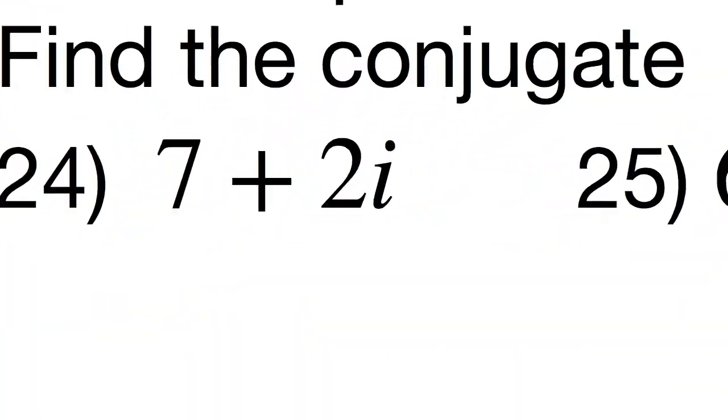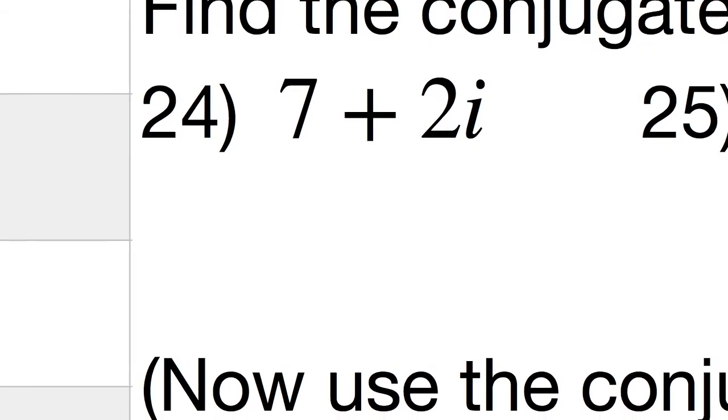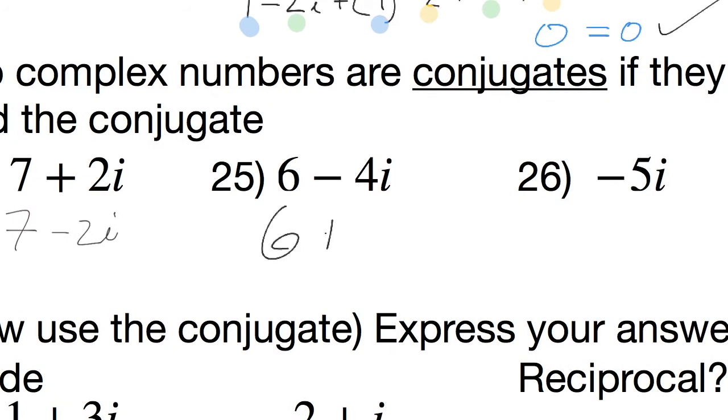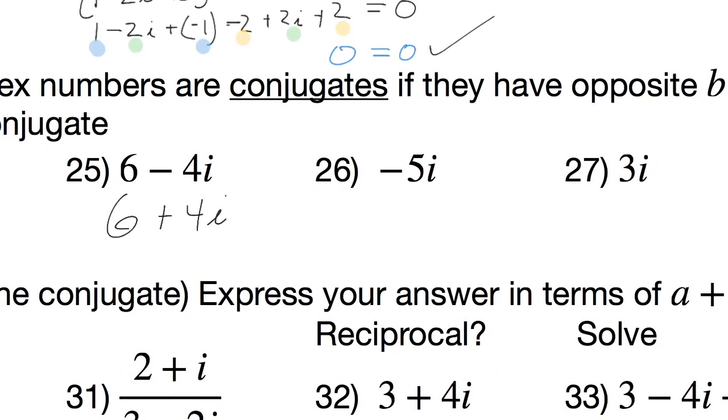So the conjugates here would be 7 minus 2i. And here would be 6 plus 4i. Again, we have the opposite imaginary value, so the b value. When I say b value, it should be a plus bi. 5 is the b value, so we're going to take the opposite of that. The conjugate would be 5i, and this would be negative 3i.